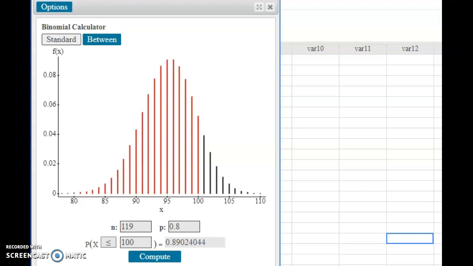And if we wanted to find the exact probability, we can use our binomial calculator with n of 119, probability of success of 0.8, looking for at most 100, so less or equal to 100, and we end up with a probability of 0.8902, which is the exact probability.